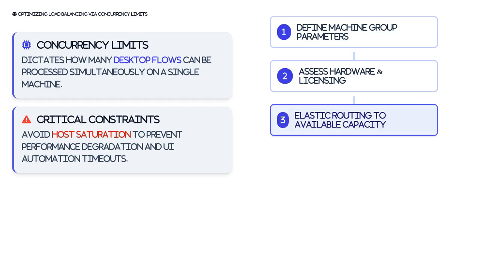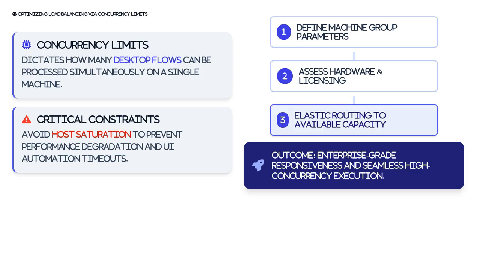Elastic load balancing leverages these limits to intelligently route requests to machines with available capacity, ensuring that work items are processed in a timely manner. This configuration strategy directly influences the responsiveness of your automation ecosystem and is a primary consideration when designing for enterprise-grade high concurrency scenarios.